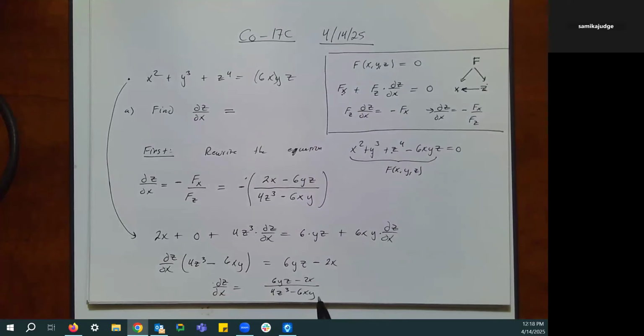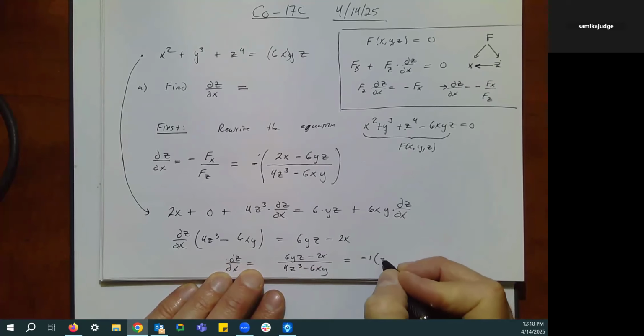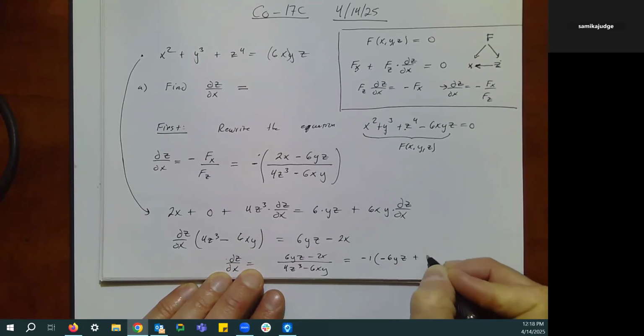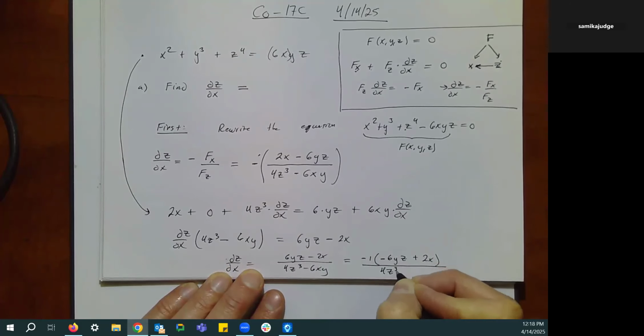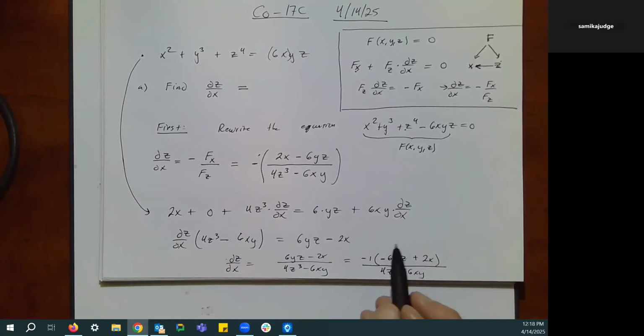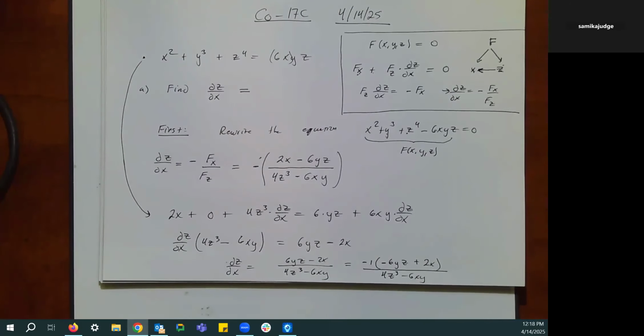But we can actually even see it here, right? If I factor out a negative from the top, I'm left with negative 6yz plus 2x, all divided by still the same 4z cubed minus 6xy. But look, this thing here is exactly the same as that thing there. So that's how it ends up working out. Cool. Again, not the biggest deal. We don't use this a whole lot, but it is just kind of an interesting result of partial differentiation, partial derivatives. And why does it look like that?